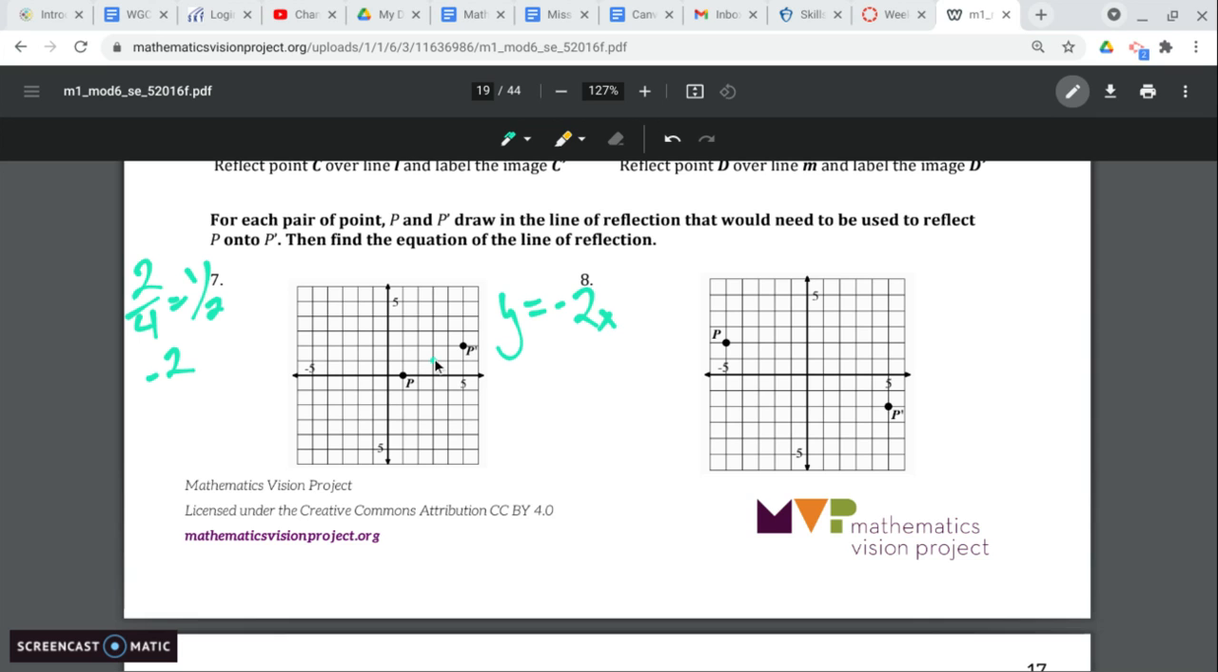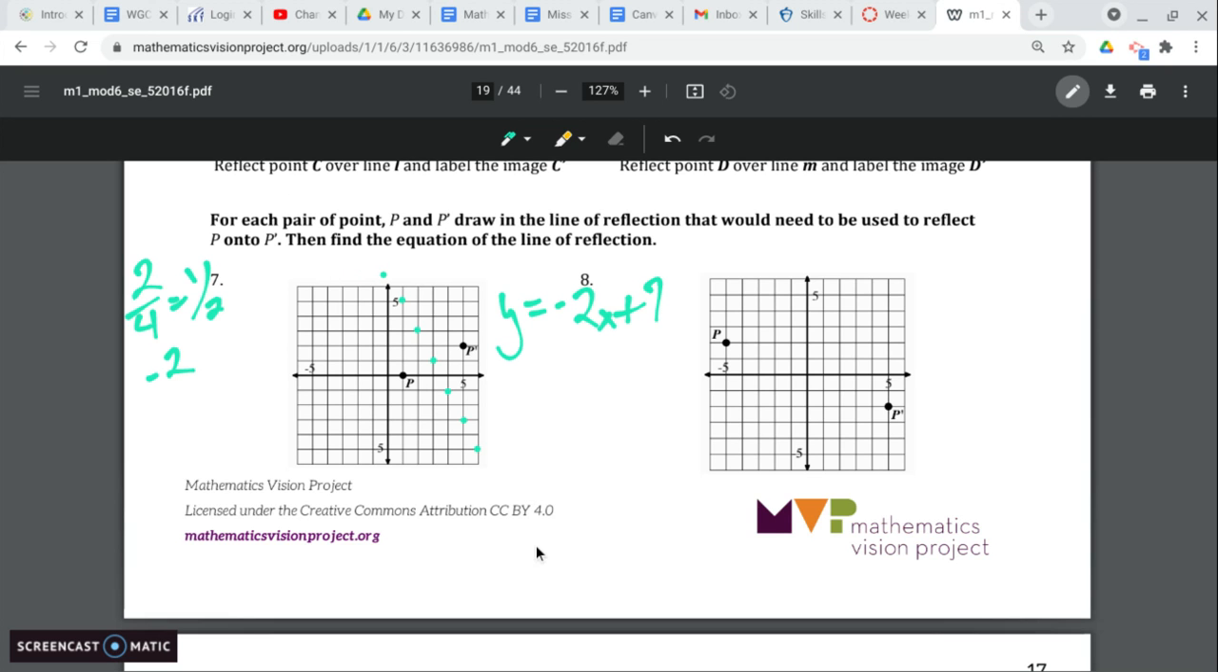Now, from here, we're going to go down 2 and over 1, down 2 and over 1. And come back over here and go up 2 and over 1, up 2 and over 1, which tells us where our y-intercept would be. So this is 5, 6, and it'd be 1 above, so it'd be at 7. So there's the equation of our line of reflection.